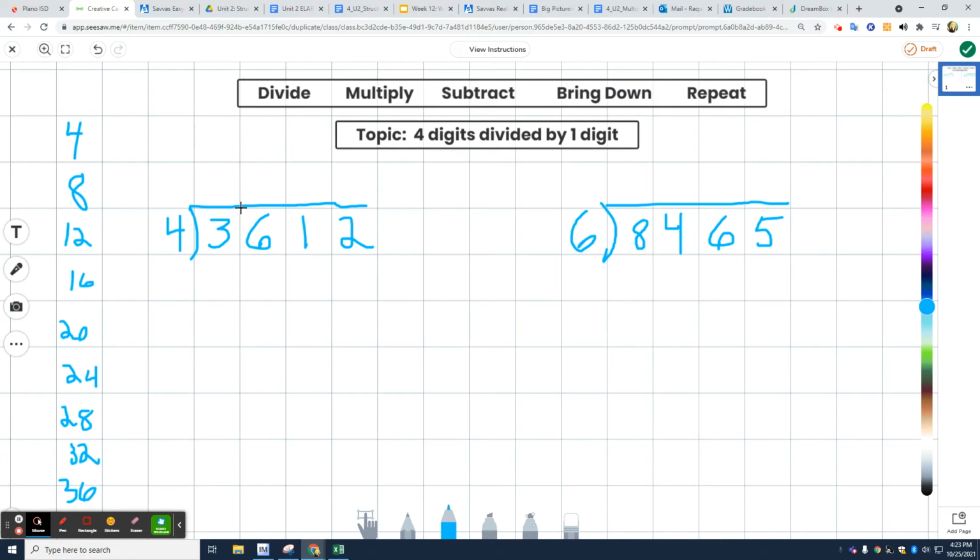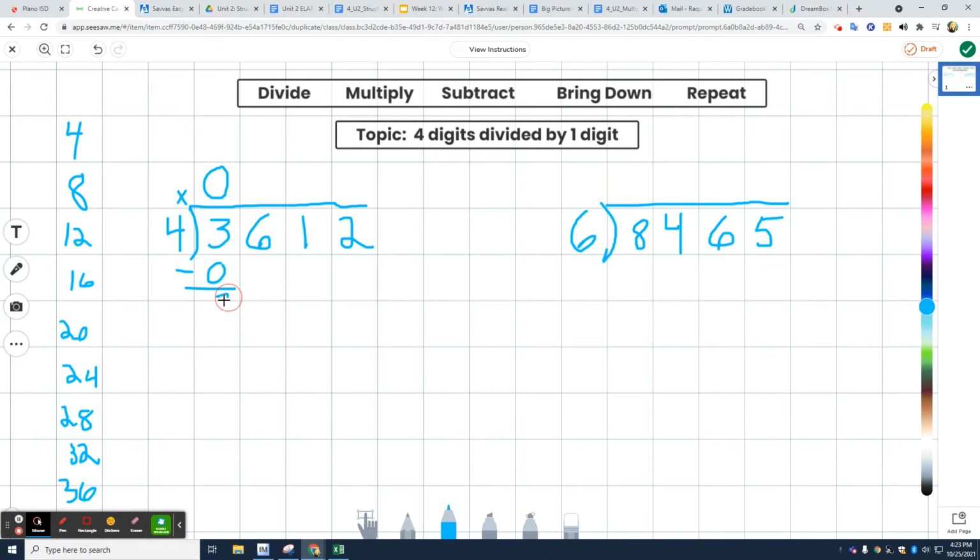And the reason for that is standard algorithm is based on place value. So we're doing one place value at a time, and we're going to start with the thousands place value in this case because that's where our number starts. So how many 4s are in 3? Well, 0. 3 is not big enough. So I'm going to put a 0 up here, and then 4 times 0 is 0. So I subtract minus 0.